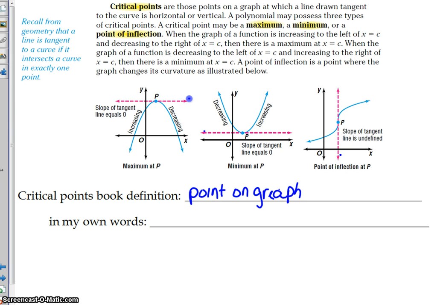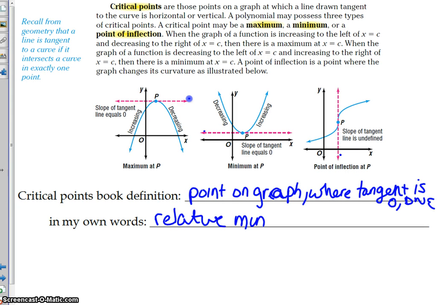In the book definition, it is a point on the graph where the tangent at that point is either 0 or it does not exist. Where a tangent is 0, or undefined. So in your own words, what we're looking for is what's called a relative min or max, the lowest point and the highest point. And we're looking for a point of inflection.